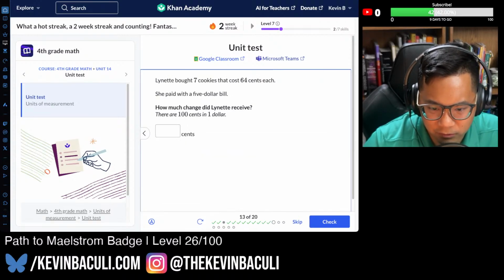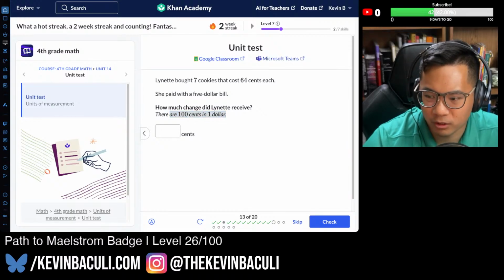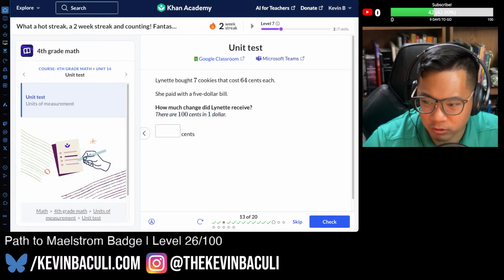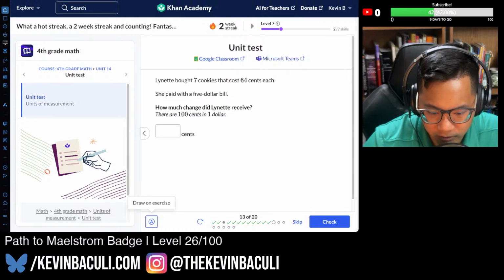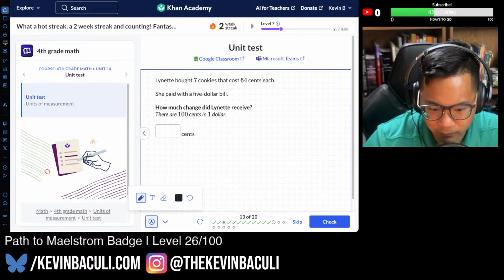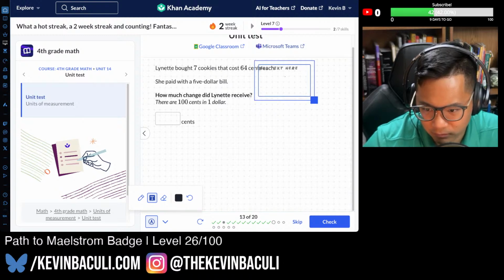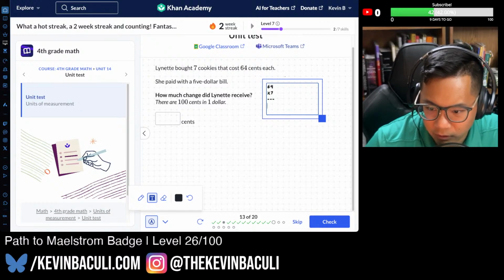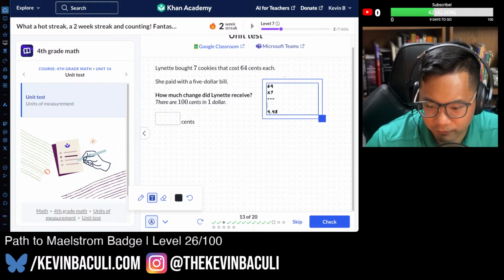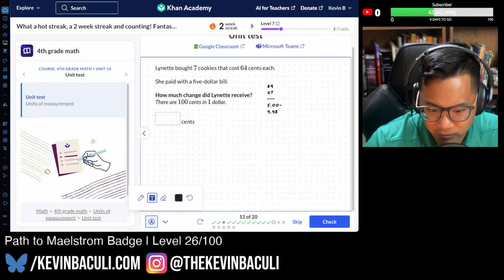Lynette bought 7 cookies that cost 64 cents each. She paid with a $5 bill. How much change? This is good because internationally, you want to know when you want to tell people how much your currency is worth. Okay. So let's get 64 times 7. 28. 42, 45, 48. So minus, so we do 5. It's 52 cents.